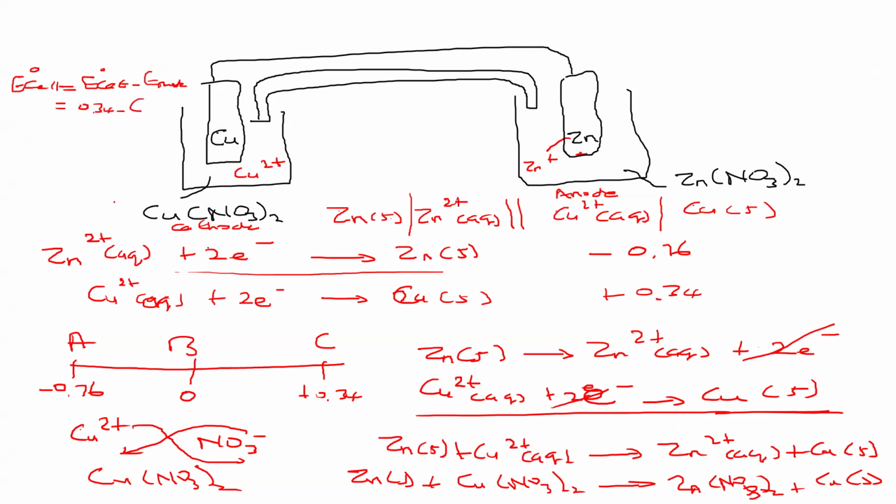The anode is this one, where is it? Yes, this one is minus 0.76. All right, so if you punch that on your calculator, you'll get 1.1 volts.